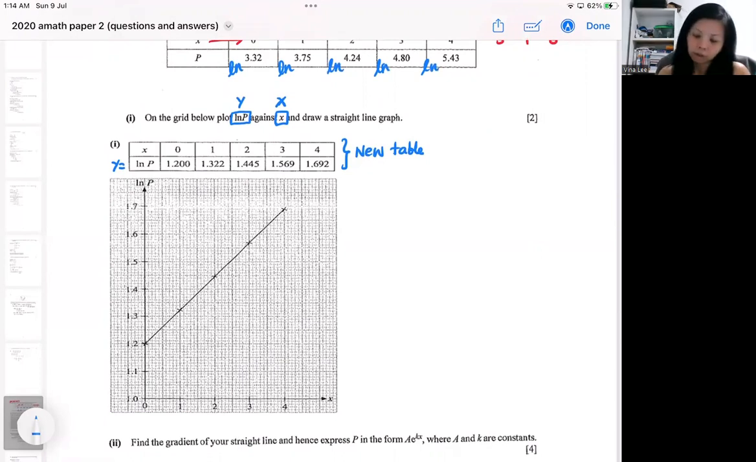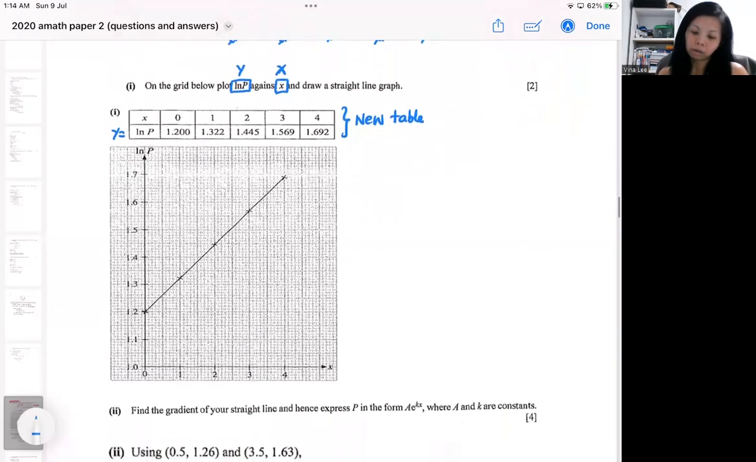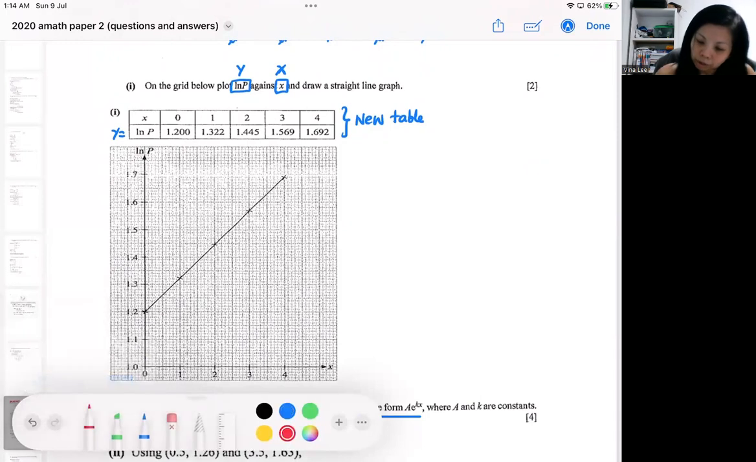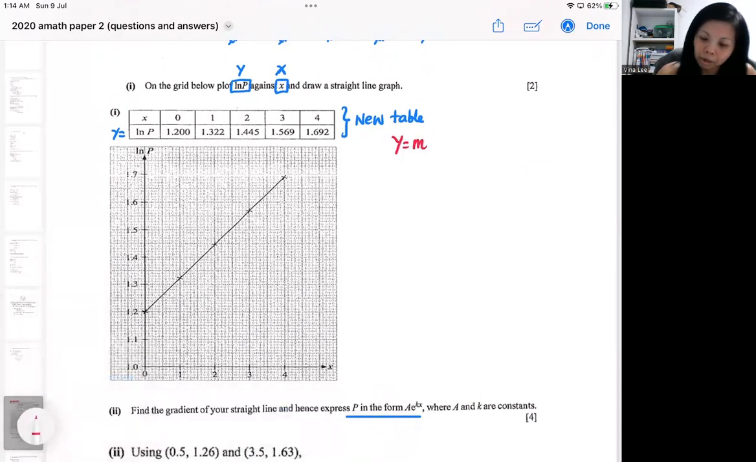After you plot it, what are you supposed to do? The second part asks you for the gradient, and we need to express it in this format after you manage to draw out the graph. If you're not aware, a straight line is y equal to mx plus c. In this question, the y is actually ln p, and the x will be the small letter x. That's why we need to calculate the gradient.